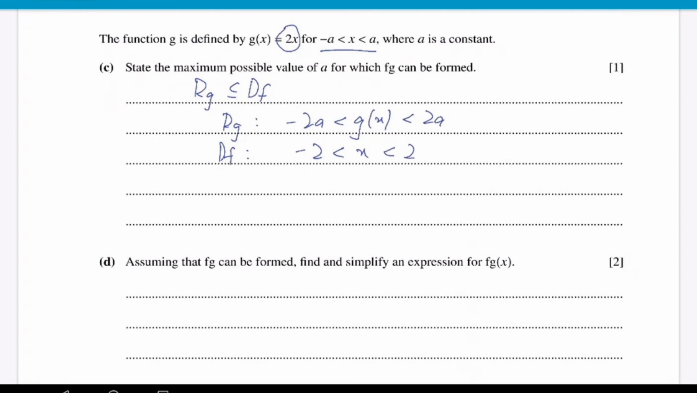So in order for this to fit inside here, by checking against it, the value of a is actually 1. We are putting this negative 2a to 2a inside this domain. So it means that the maximum a that we could have is 1. Other than that, we can't fit inside there.